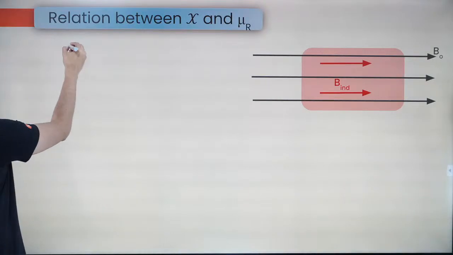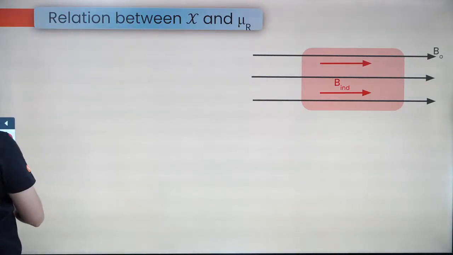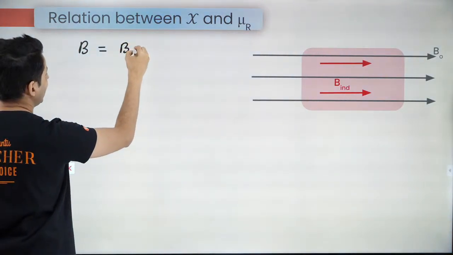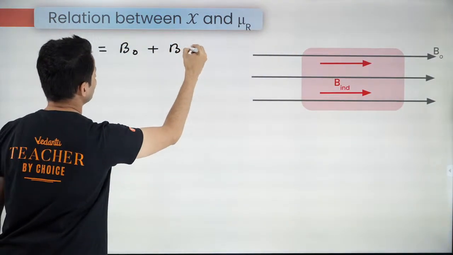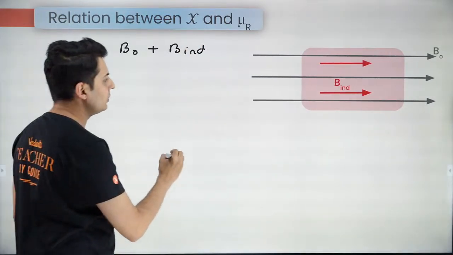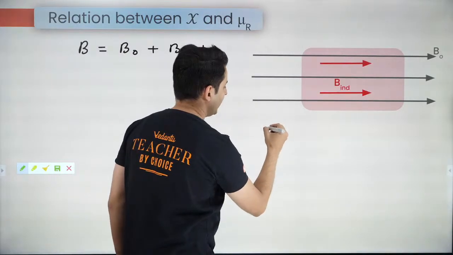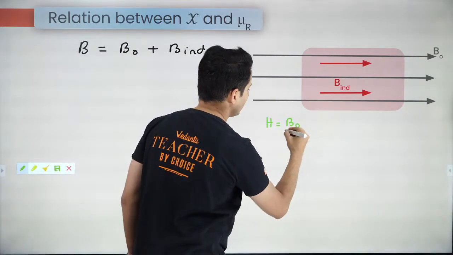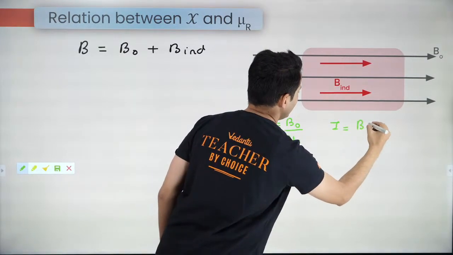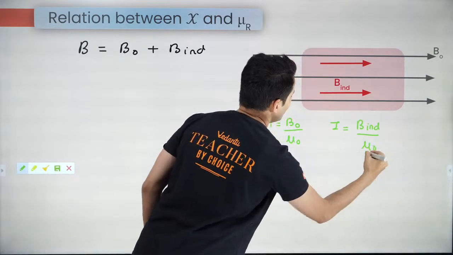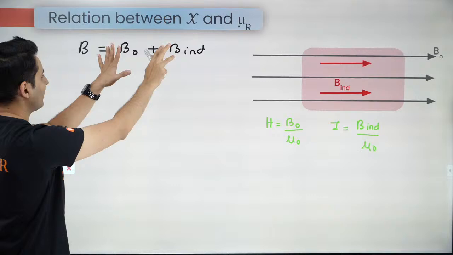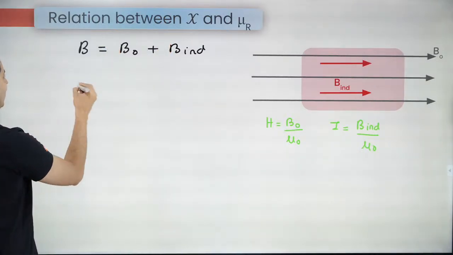Remember, just some time back, I told you that the net field is nothing but external field plus the induced field. Didn't I just tell you about it? And I also told you that H is nothing but B naught by mu naught. And I also told you I is nothing but B induced by mu naught. So I feel that we can somehow take these things over here and substitute. And how will it look like then?